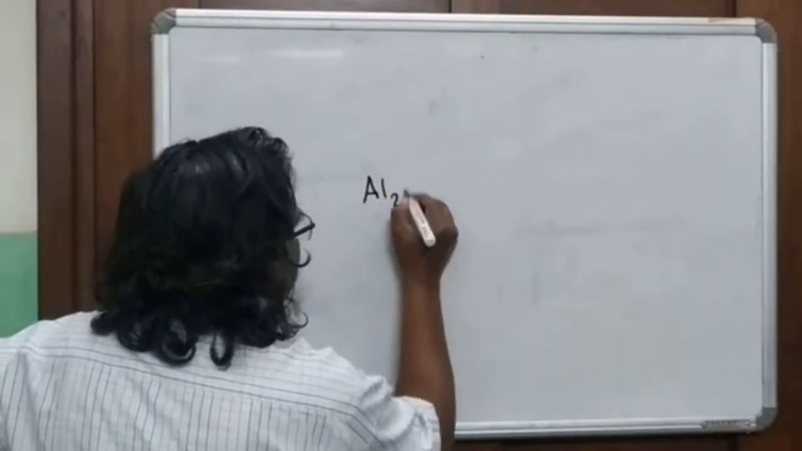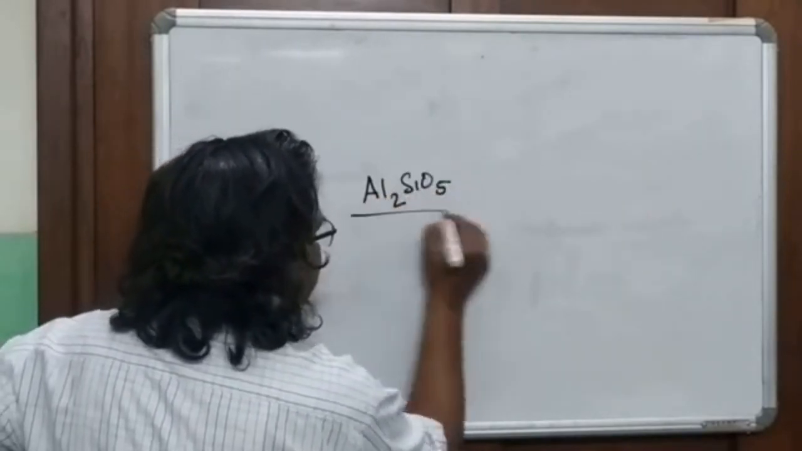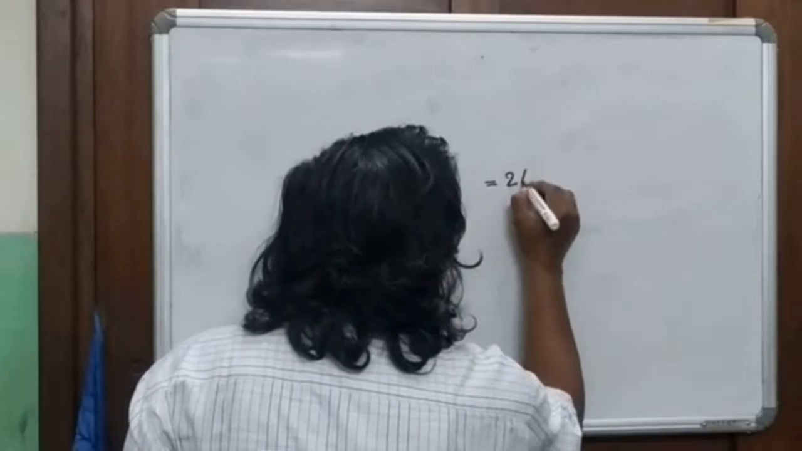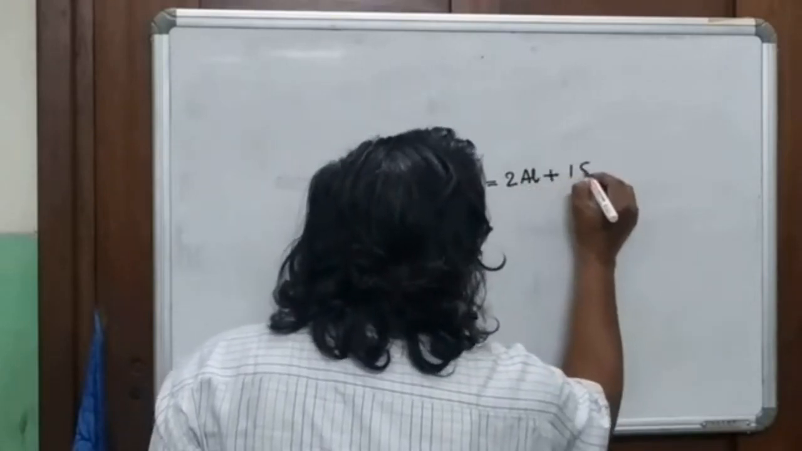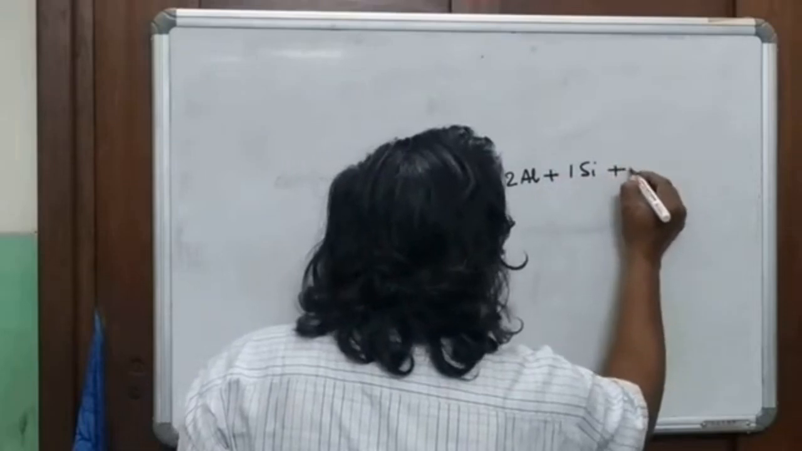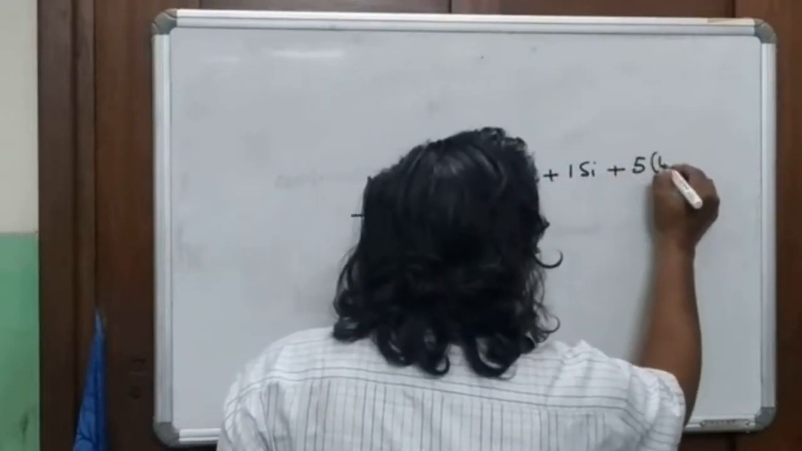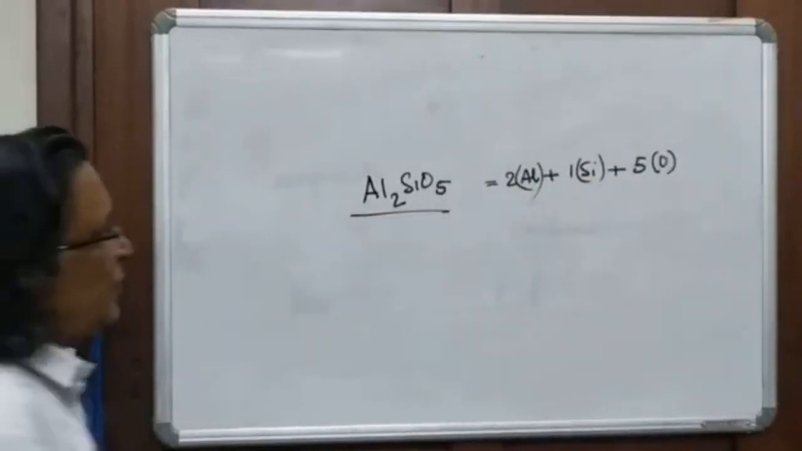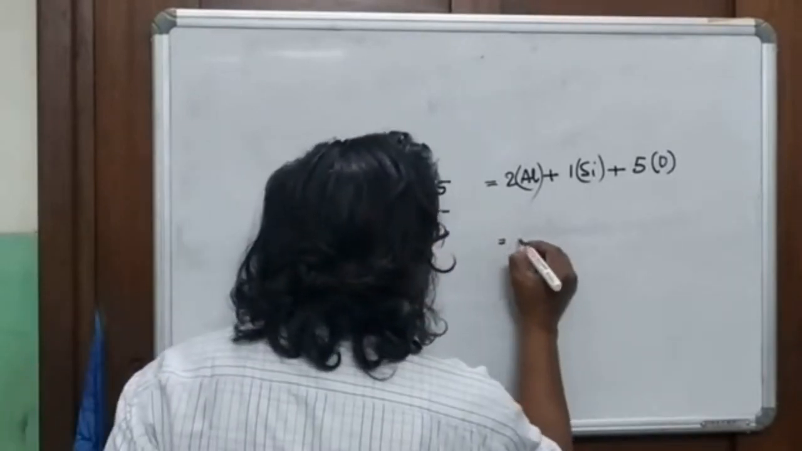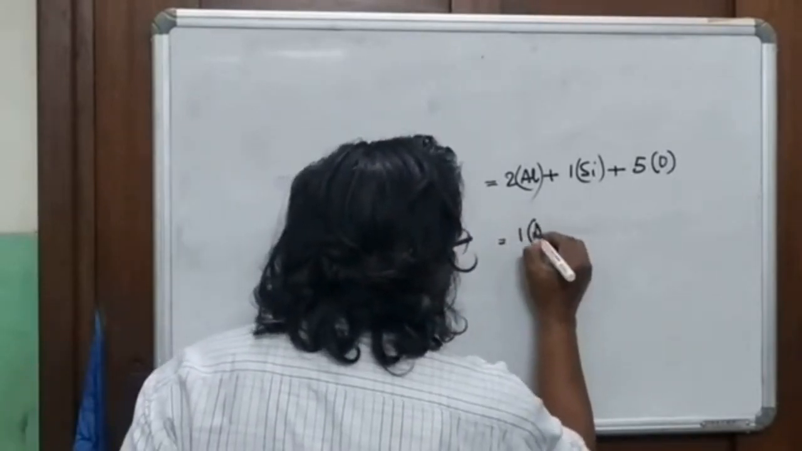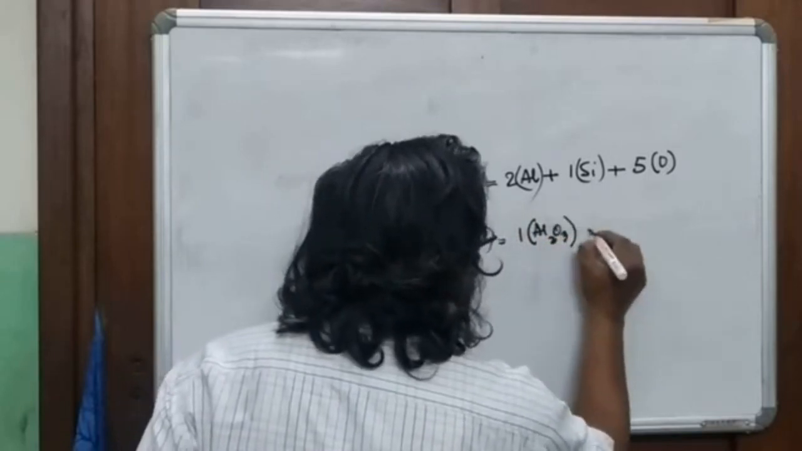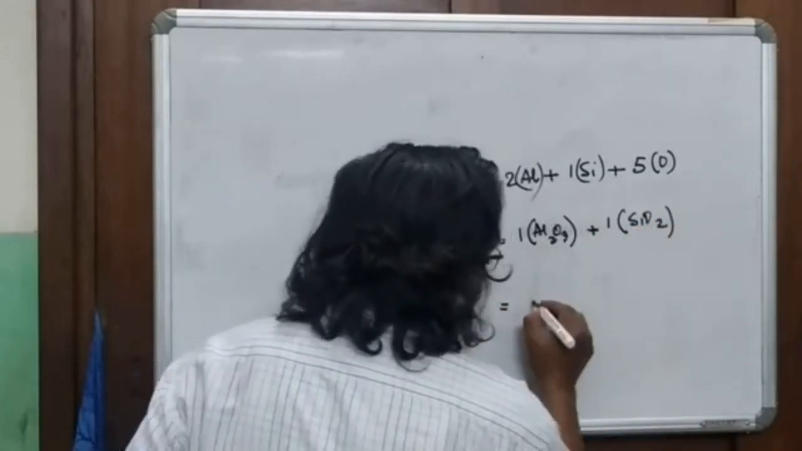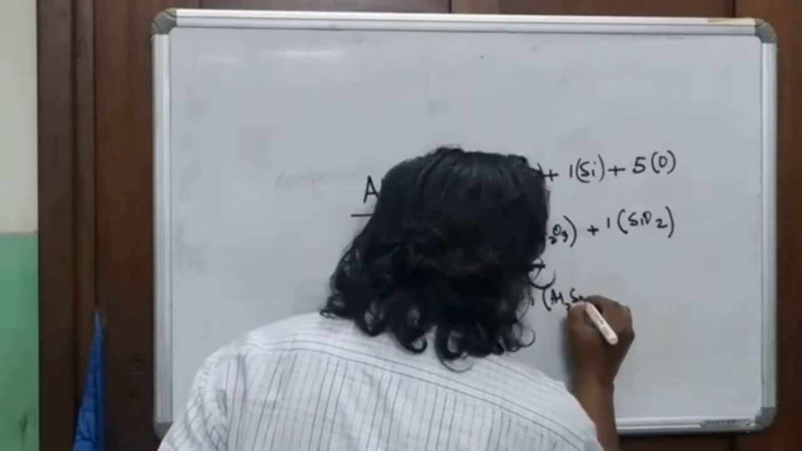Say I have a mineral Al2SiO5. I can write it as 2 Al plus 1 Si plus 5 oxygen. Or I can write it as 1 Al2O3 plus 1 SiO2. Or I can write 1 Al2SiO5.